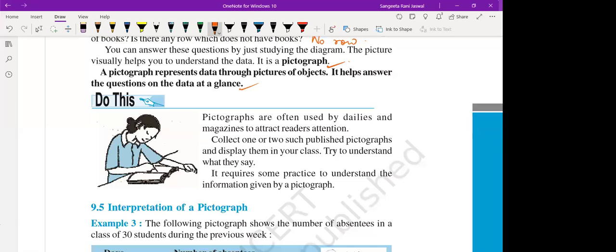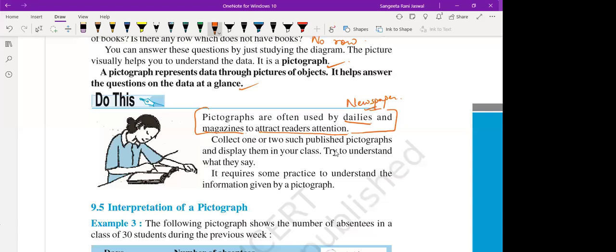So let's see, where are they used now? Pictographs are often used by dailies and magazines. Dailies means newspapers, daily newspaper. And magazines also, you must have seen, to attract readers' attention. So where is pictograph used mainly? In dailies. Dailies means the newspaper. You get it daily, no? Every day. So that's newspaper and magazines, just to attract the attention of the reader.